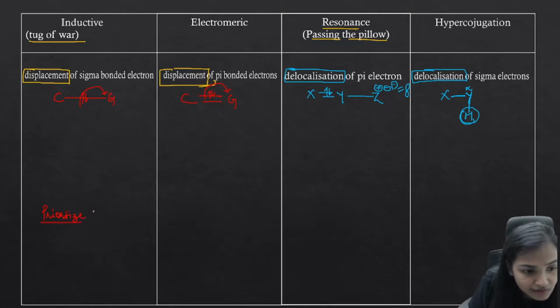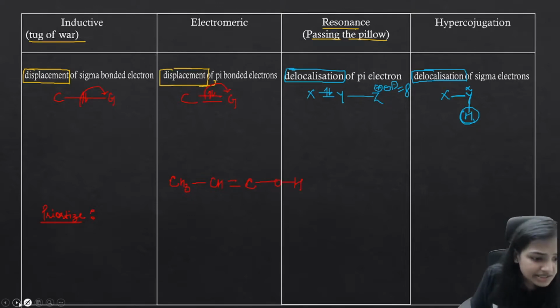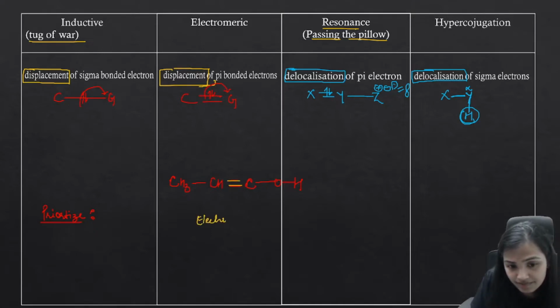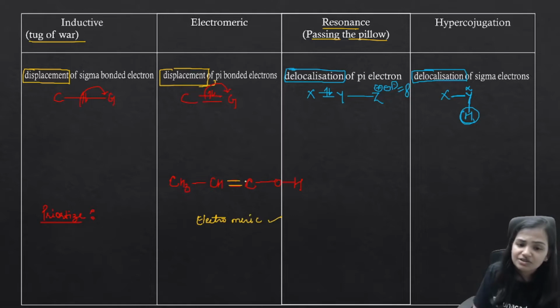Whenever you have to apply the property in any question, let me give you an example. If I'm having a question like CH3-CH=C-OH, you would say, ma'am, I have a pi bond, so I can apply the electromeric effect. Yes, you are right. You can have the electromeric effect as well, because there is a pi bond. You can break the pi bond and do the displacement of pi electron.